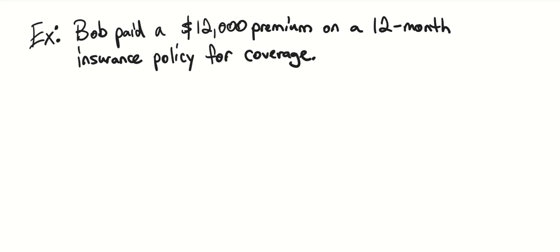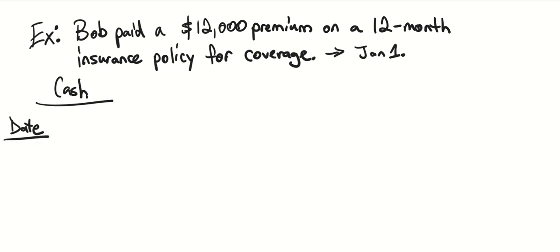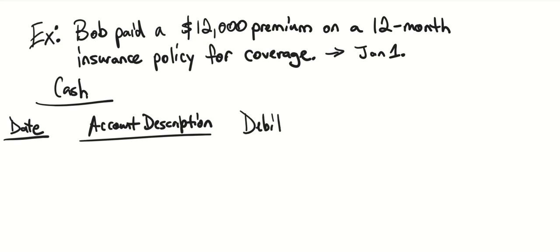And this example here is Bob paid a $12,000 premium on a 12-month insurance policy for coverage. Okay, so under the cash accounting method, and we're going to assume that this payment was made on January 1st, I'm going to go ahead and set up the general journal with the date, account description, and debit and credit columns.